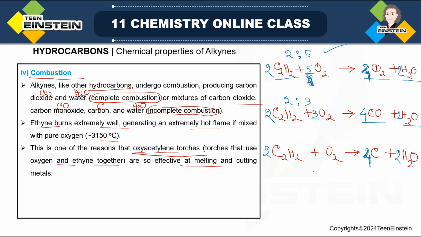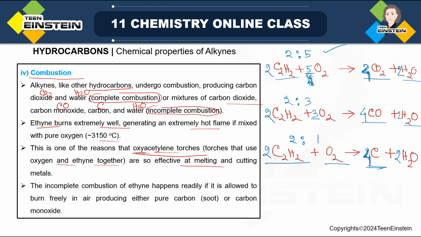Now look at both sides. It is balanced. In this case, the ratio is 2:1. Isn't it? 2 moles of C2H2 and 1 mole of O2. So when you have this ratio, you will get incomplete combustion, which is the formation of soot, that is carbon. So incomplete combustion of ethyne happens readily if it is allowed to burn freely in air, producing either pure carbon, which is the soot, that is the last reaction, or it may be carbon monoxide. So this is the third reaction and this is the second reaction. In this way, there are 3 different types. The first one is complete combustion, the second and third are incomplete combustion.